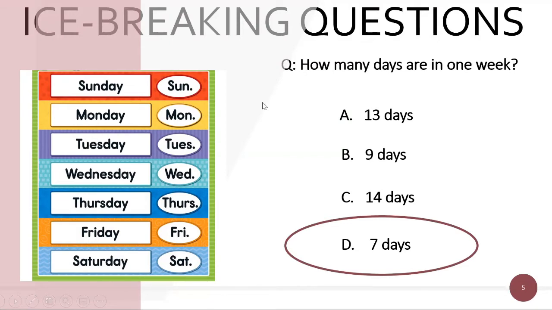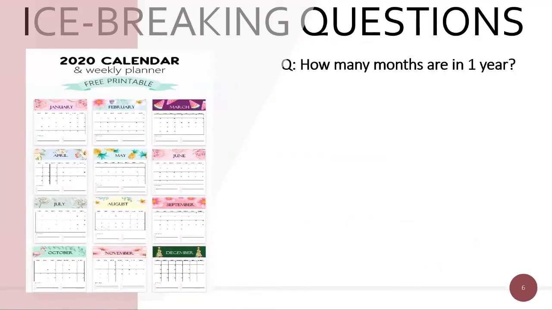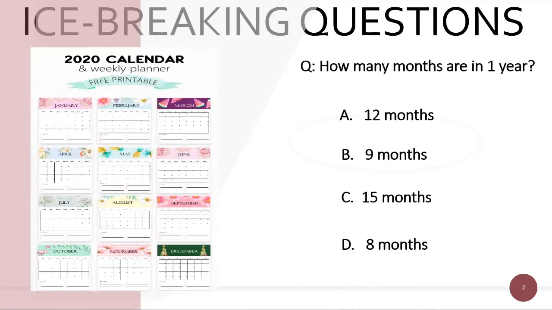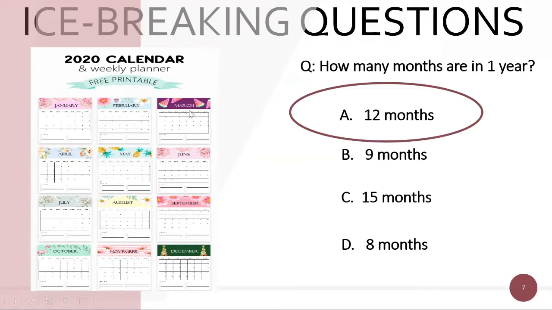All right, the last question. How many months are in 1 year? A, 12 months. B, 9 months. C, 15 months. Or D, 8 months. What do you think is the answer? Okay, A, 12 months. There are 12 months in 1 year. We start from January, February, March, leading up all the way to December.